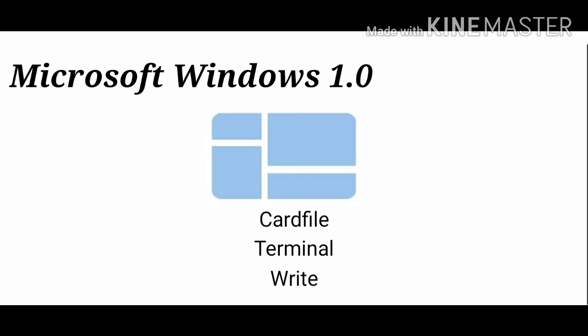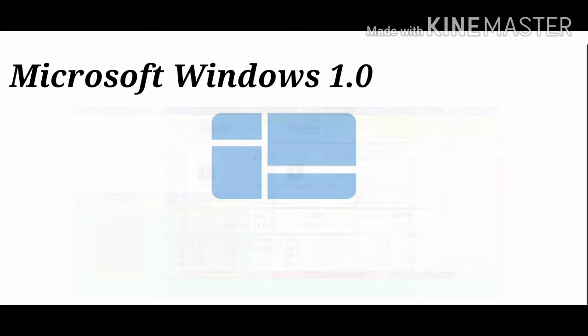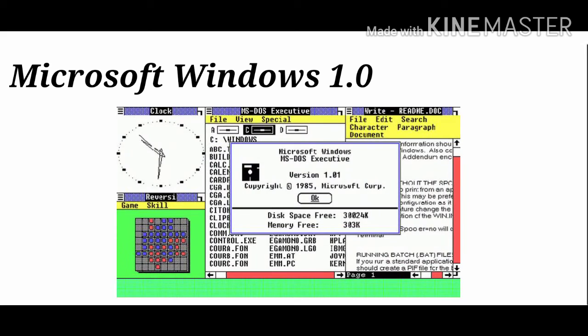Windows 1.0 does not allow overlapping windows. Instead, all windows are tiled. Only dialog boxes can appear over other windows, but cannot be minimized.